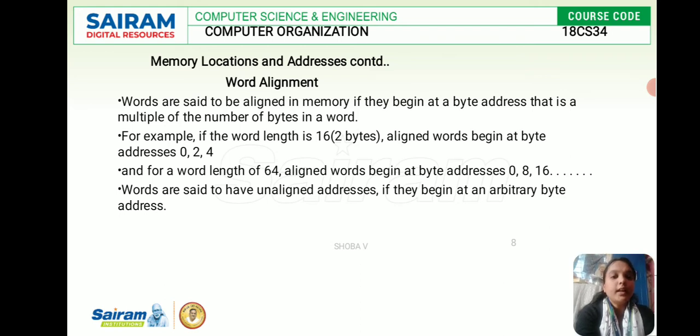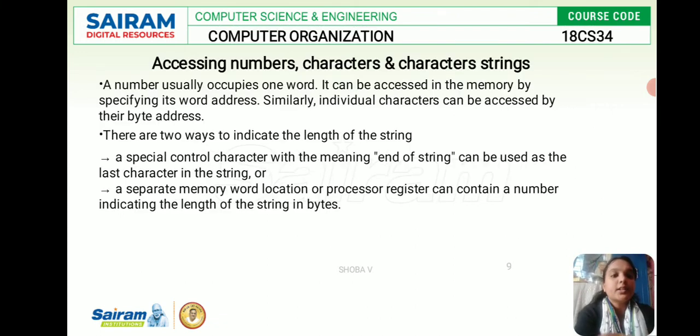Here in word alignment, for example, we can take 2 power 8, so that we can go for 2 power k minus 1, and at the same time we can see which words are aligned and which are not aligned. Based on that, we can get an arbitrary byte address.